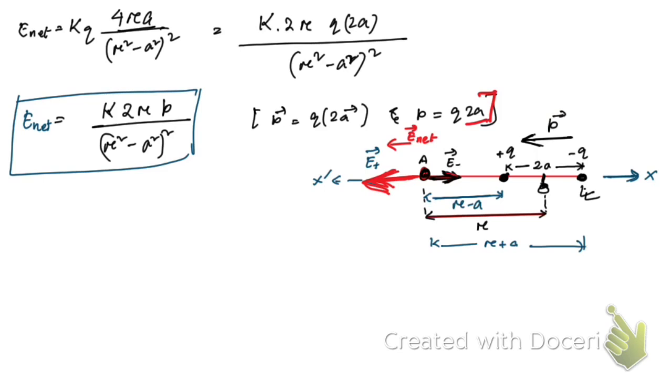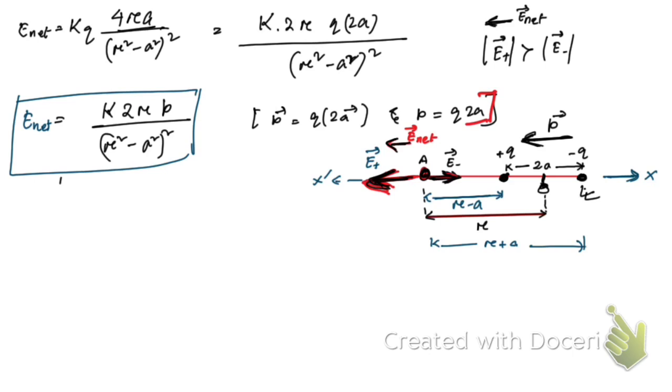And one more thing here, this E positive is stronger, that is, the electric field due to the positive charge is stronger than the electric field due to the negative charge at the same point A, because A is nearer to the positive charge. That's why the direction of the net electric field will be in the direction of the stronger electric field, that is E positive, the electric field due to the positive charge. And this is the same as the direction of the dipole moment.